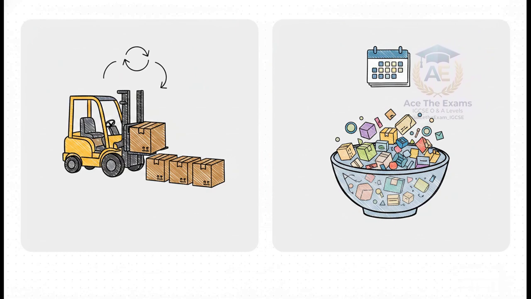You have to visualize this flow. Imagine a massive physical warehouse. Is the forklift taking pallets from the very front of the line every single day, like a perpetual FIFO system?